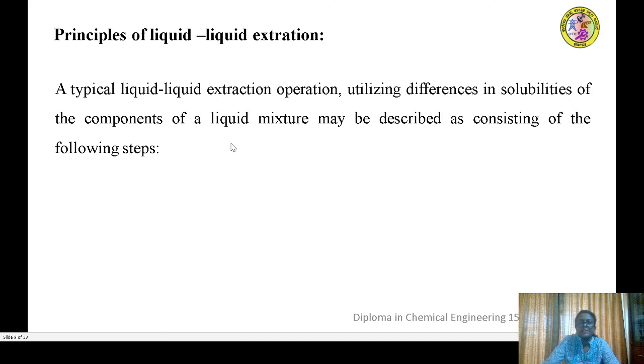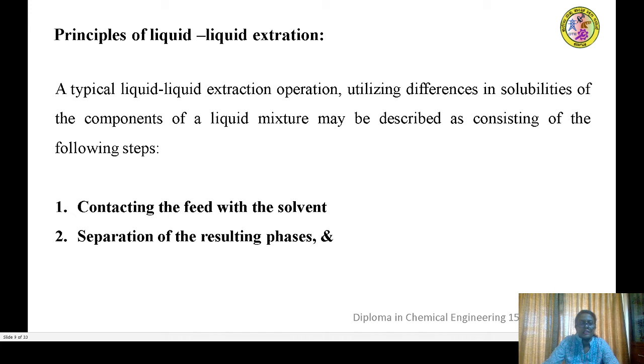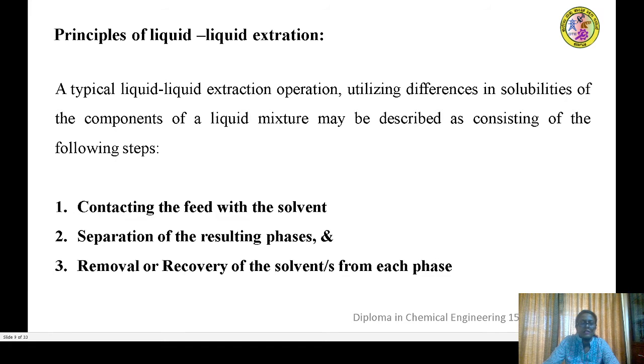A typical liquid-liquid extraction utilizing the difference in solubilities of the components of a liquid mixture may be described as consisting of the following steps. So now let us see what the different steps involved in the extraction operation are. The first step is contacting the feed with the solvent. The second step, separation of the resulting phases. The third and final step is removal or recovery of solvent from each resulting phase.